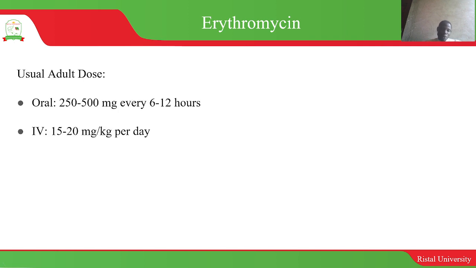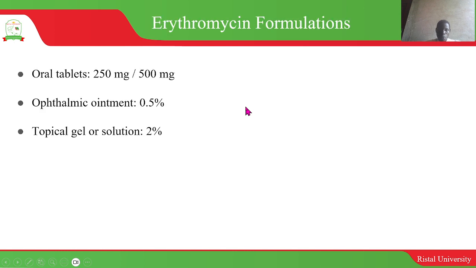Adult dosage oral is 250 milligrams after every 4 to 6 hours, or after every 6 to 12 hours. It can also be given IV with this calculation of 15 to 20 milligrams per kilogram per day, not the same way as in the oral form. Looking at its formulations, we have oral tablets, and also ophthalmic ointment, and also the topical gel solutions.